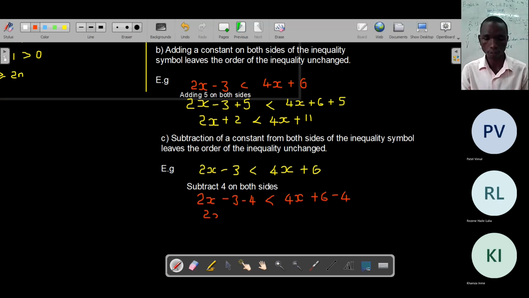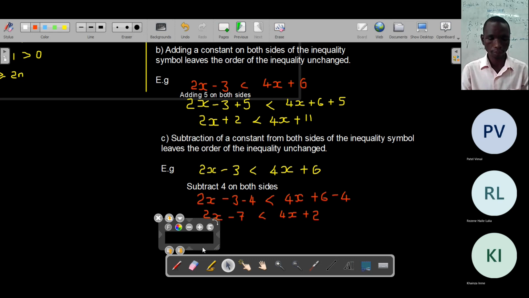So you can see there is nothing. The symbol has to remain, even though we subtracted 4 on both sides. The order of the inequality symbol has to remain unchanged. Okay? After that, we go to D.